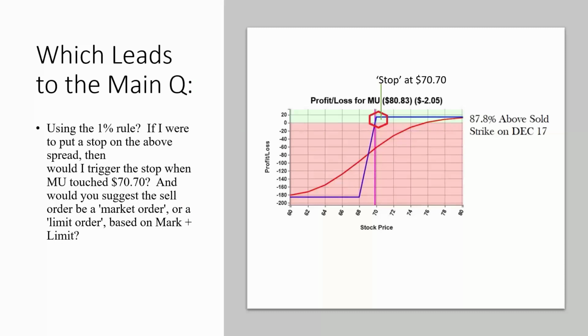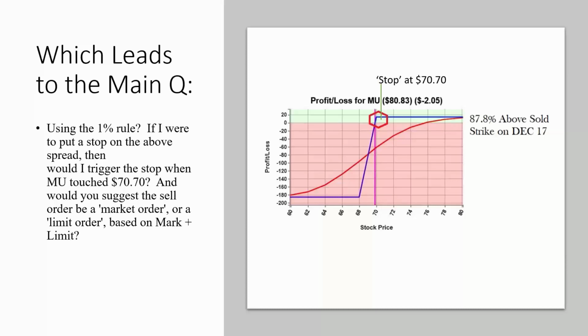All of this leads to Len's main question. We had that presentation on it last week. You saw the gold star on it when I showed the content that was recently posted. So Len then goes on to say, using the 1% rule, if I were to put a stop on the above spread, using the 1% rule, which is a preferred choice of ours as an alert, as a potential trigger to close or manage the position, would I trigger the stop when MU touched 70.70?